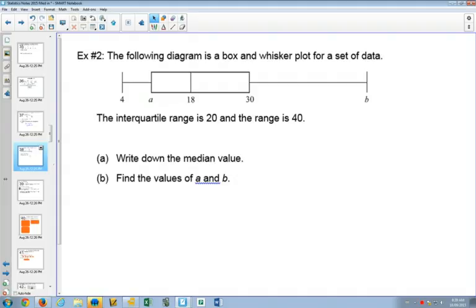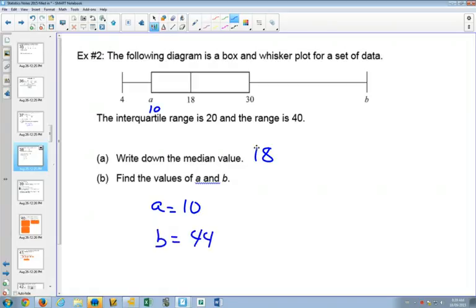All right, median value, did you get 18? And for your A value, did you get 10? Because the interquartile range was 20, and so 30 down 20 would make this 10. And if the range is 40, you go 40 up from 4, you would get to 44 for B.